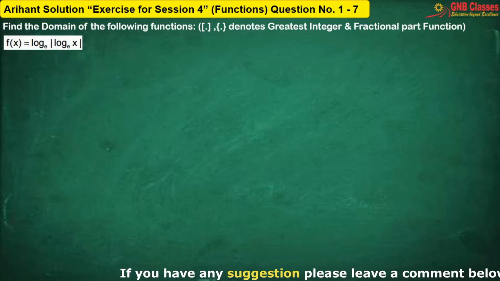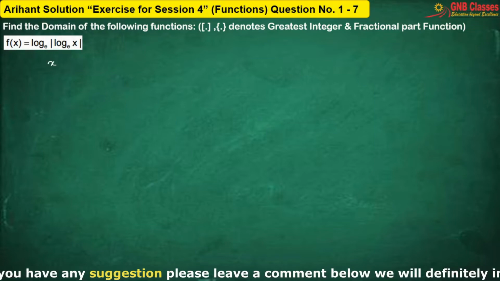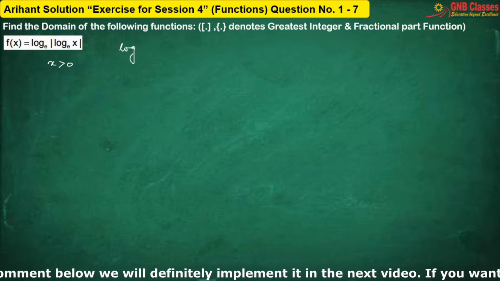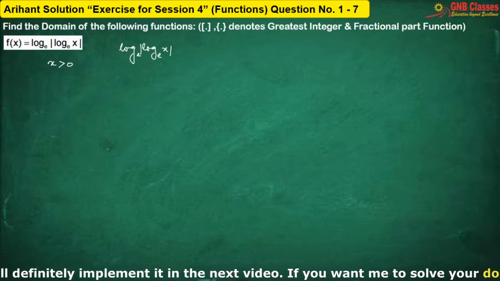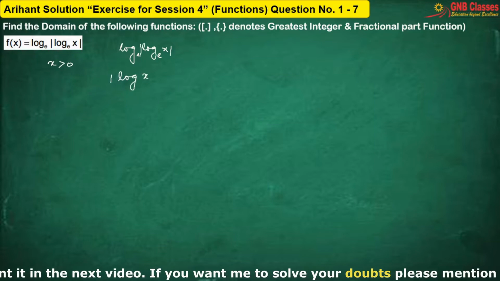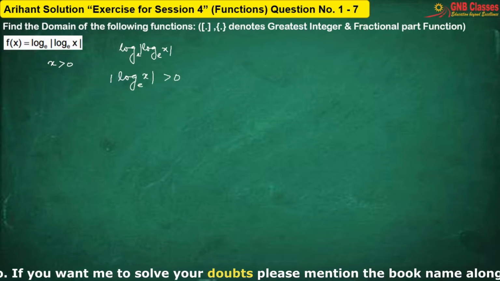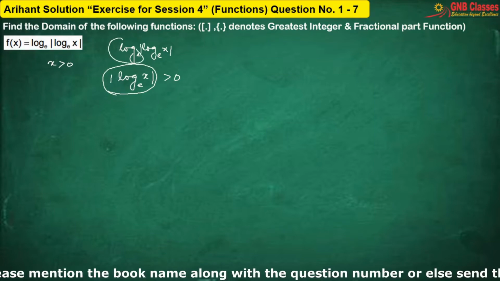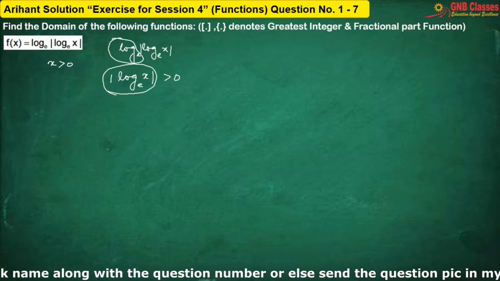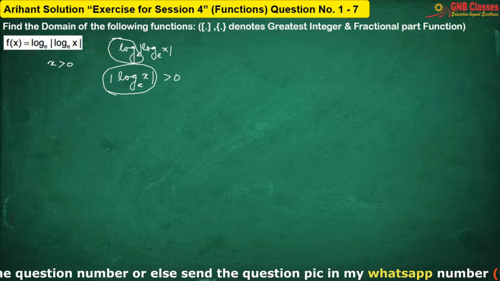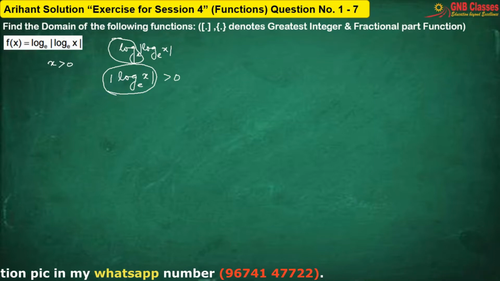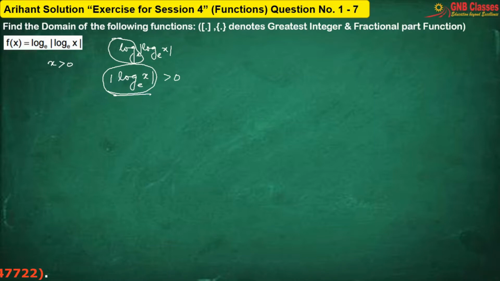In this problem, to define the function, your x has to be greater than 0. Now, one thing you observe, the given function is this. The first condition is that mod of log x base e has to be greater than 0 because this expression is within a log, right? It has to be greater than 0. Now, obviously, mod of log x base e is always greater than or equal to 0. Is it clear? Because mod means the positive value of that logarithm.